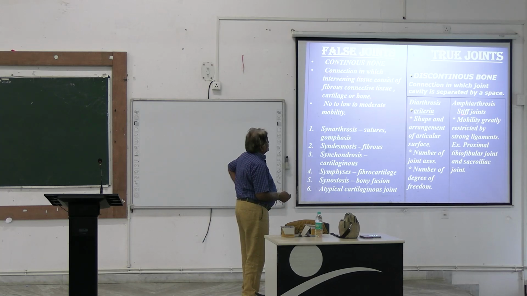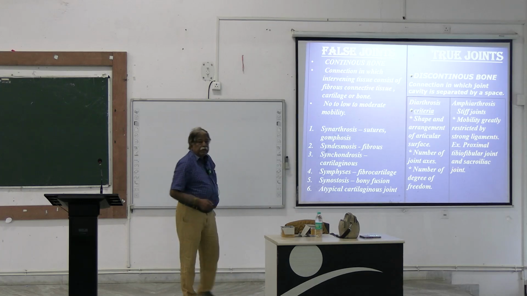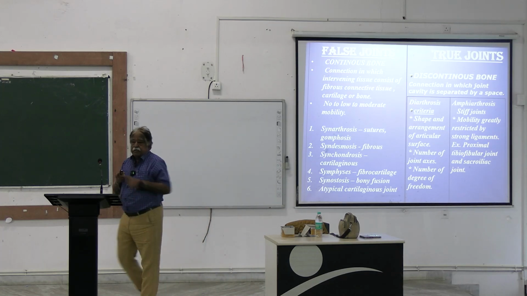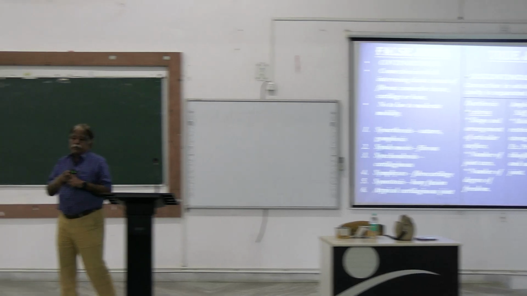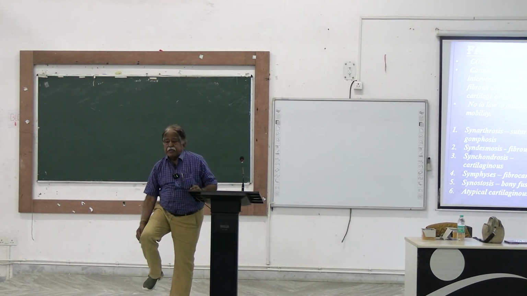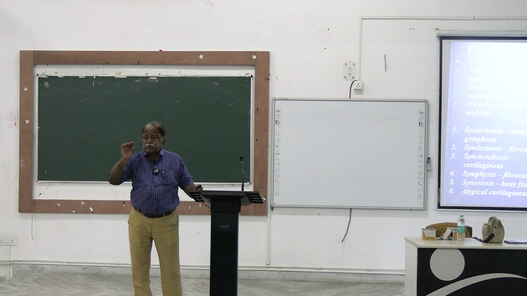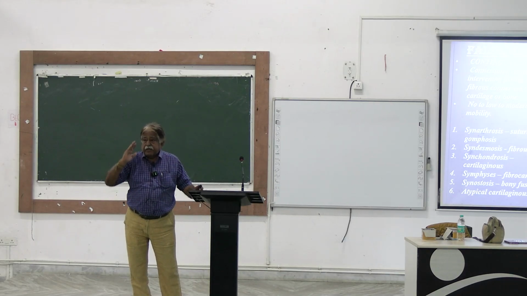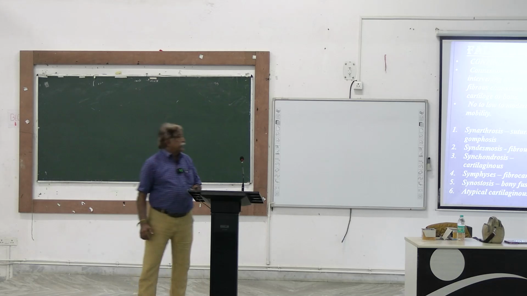Now, amphiarthrosis, stiff joints, mobility greatly restricted by strong ligaments. The proximal tibiofibular joint and the sacroiliac joint are examples. In the leg, if you see, the proximal tibiofibular joint, you cannot move it even if you feel it like this, but there is a small articular surface, and ligaments are there to support the knee joint.